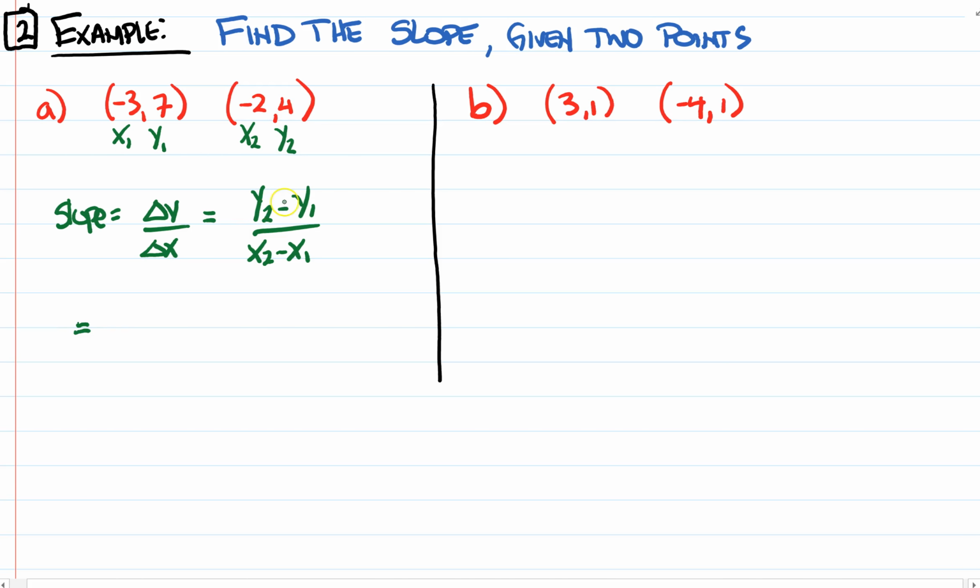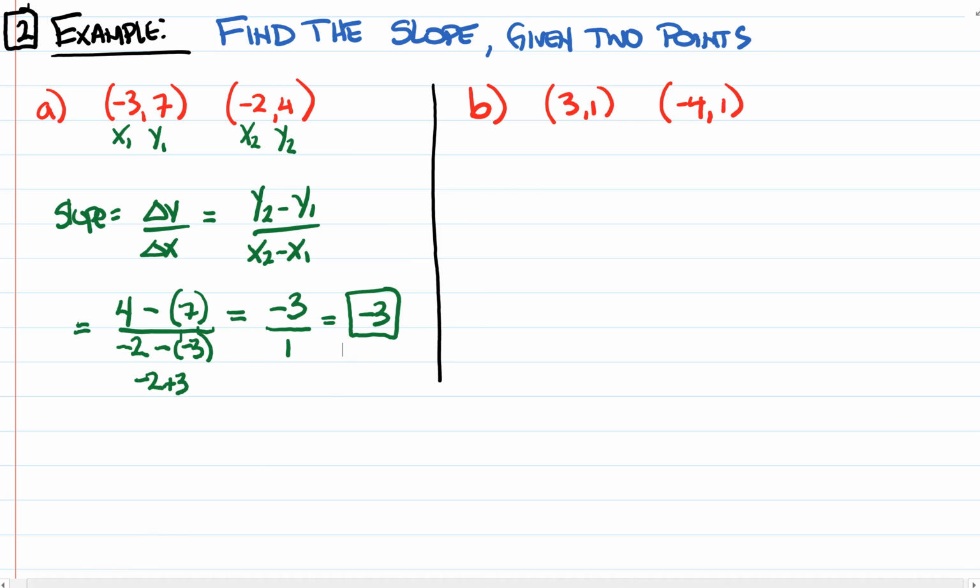So the formula says take the value of y2, which is 4, subtract off the value of y1, which is 7, divided by x2, which is negative 2, minus negative 3. Notice I'm putting parentheses around all of these to keep my negative signs where they belong. So 4 minus 7 is negative 3. And then negative 2 minus a negative 3 is like negative 2 plus 3. So that'd be a value of 1. So therefore the slope is negative 3. So hopefully that makes sense to you.